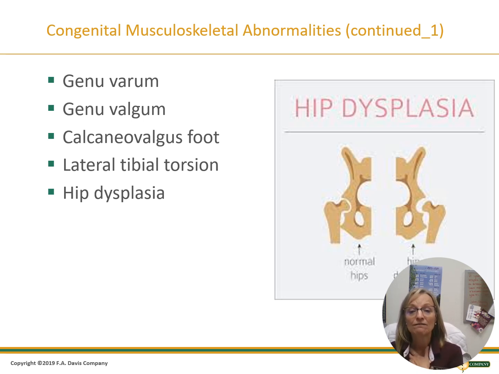We need to prevent falls. We need to assist caregivers and family with positioning to decrease friction to skin and bony prominences. Sometimes these kids will be in a spica cast, and surgery may be required.